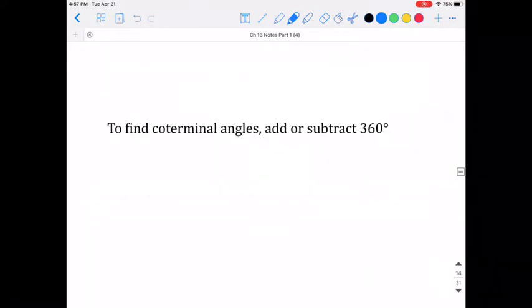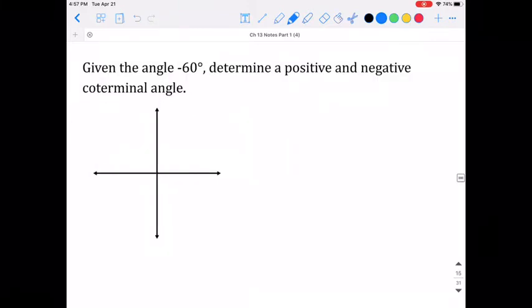To find coterminal angles, all we have to do is add or subtract 360 degrees. Because they both start in the same exact spot and end in the same exact spot, they make up a full 360 degrees. So given the angle of negative 60 degrees, determine a positive and negative coterminal angle.